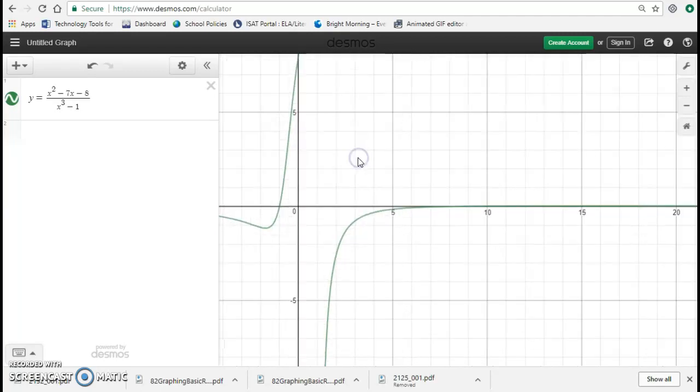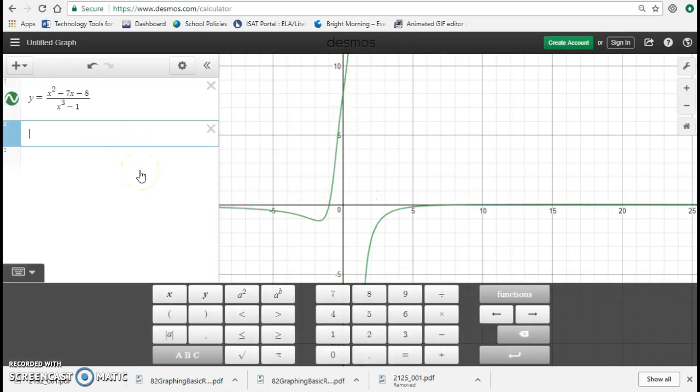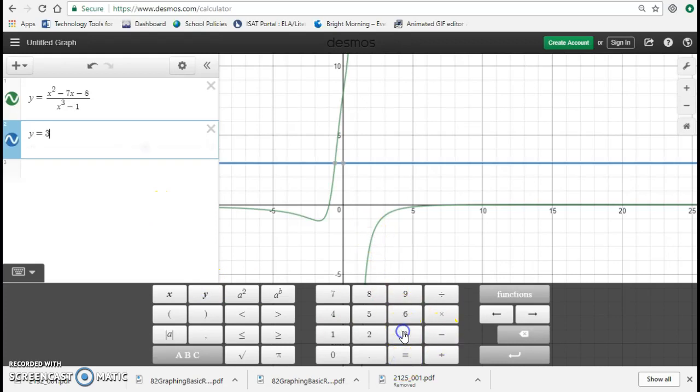So we're going to draw this graph right here. I'm going to zoom out a little bit. Notice we have an x-intercept right here at negative 1. And then we have an x-intercept right here at 8. And then here we have an asymptote. If I don't know what it is, I'm going to guess. So let's guess y equals 3.